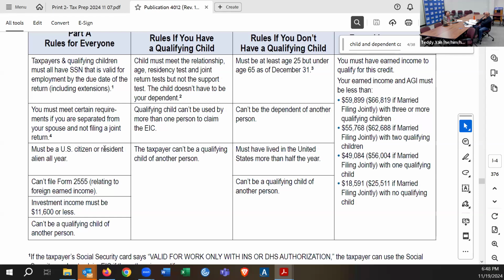Kat must be a US citizen or a resident alien for all year. Well, she was a resident alien all year. She can't file the Form 2555. Spoiler alert, no one in our income bracket files a Form 2555. Her investment income must be $11,600 or less. Ditto there. People working with us will typically not have much investment income, if any at all. And she cannot be a qualifying child for EIC purposes of any other person.